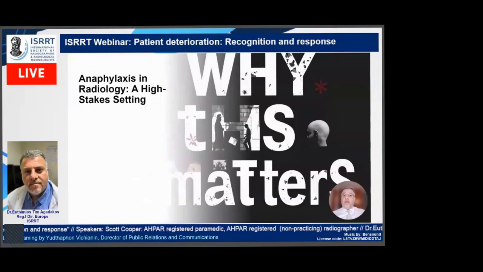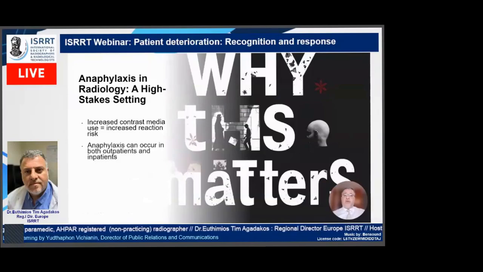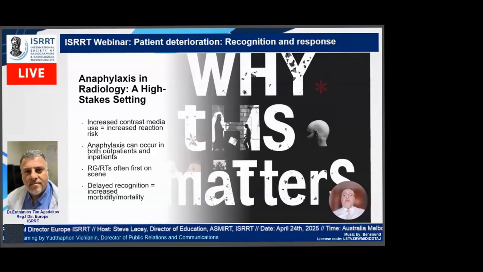Radiology has changed a lot in the last decade. The number of procedures using contrast media has risen sharply. With that rise, so too have contrast-induced reactions, including life-threatening anaphylaxis, which can occur in both outpatients and inpatients. Radiographers are often the first healthcare providers to witness or respond to early signs, so your ability to act fast, even before the medical emergency team arrives, can make the difference between recovery and tragedy. Several studies have shown that delayed recognition is a key factor in poor outcomes.